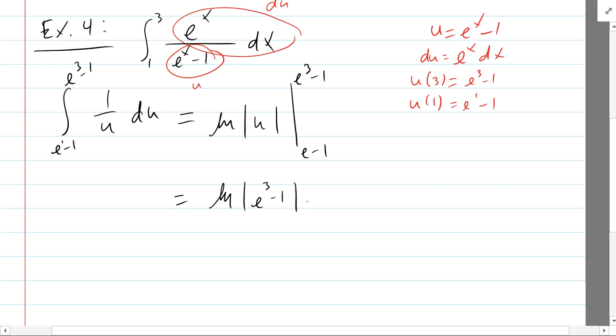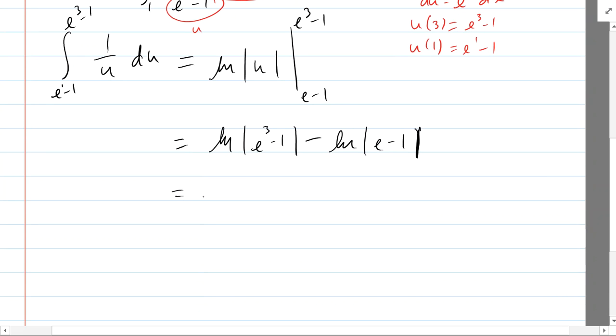And then minus e, natural log of e minus 1. Yes? Subtract those. Do you get natural log? Okay, what are log properties? If I'm subtracting things, does it mean I divide them? Okay, and I'm going to help you.